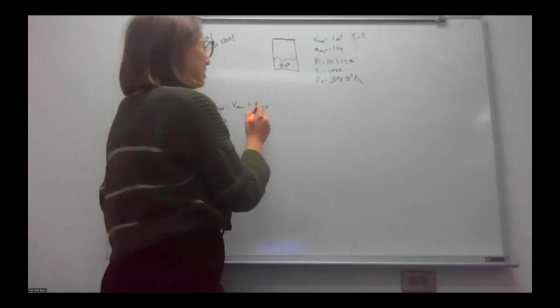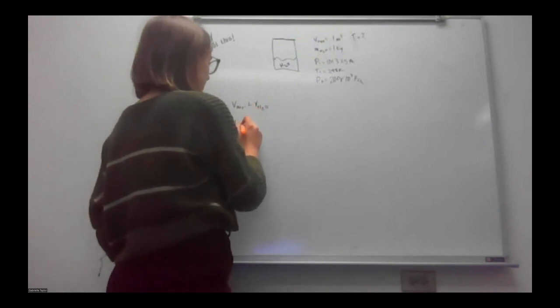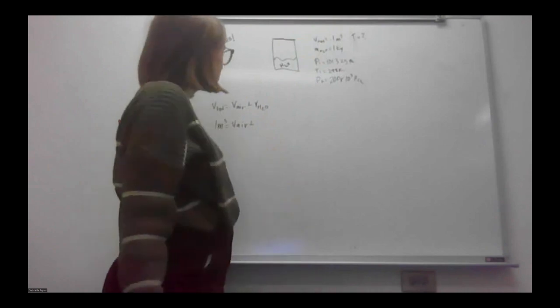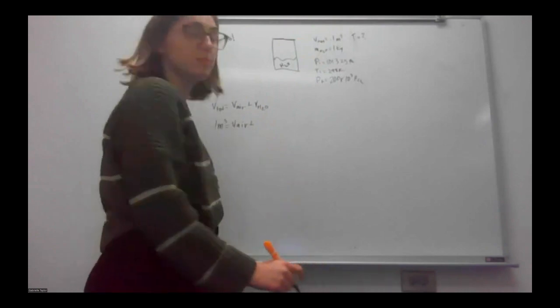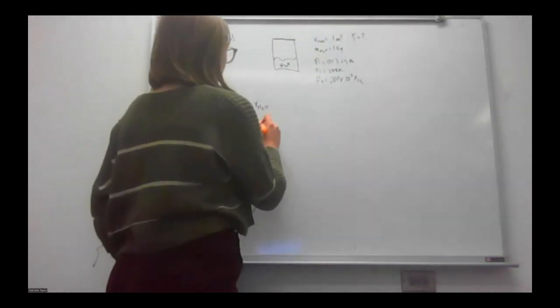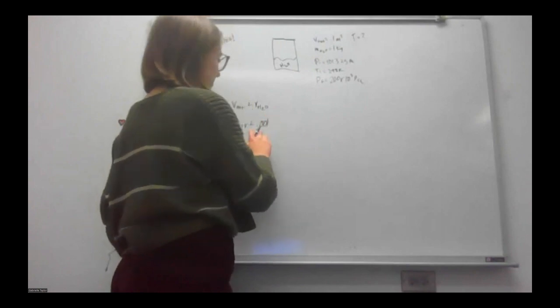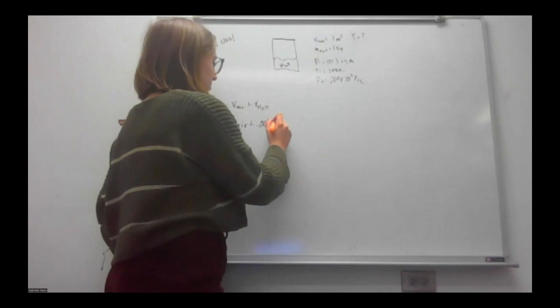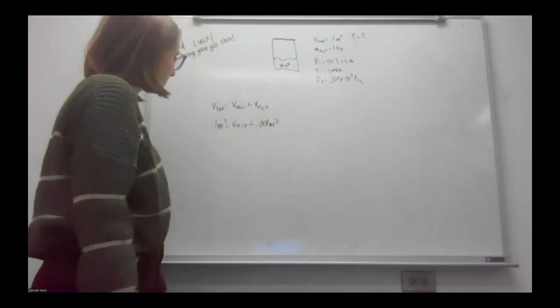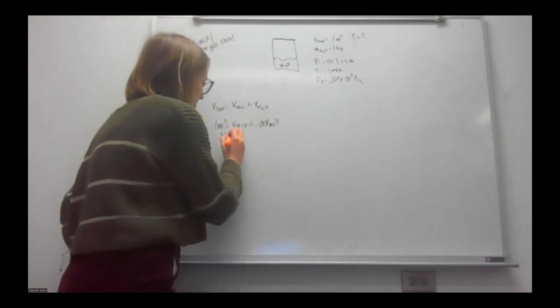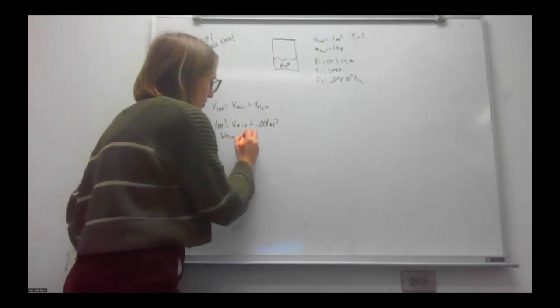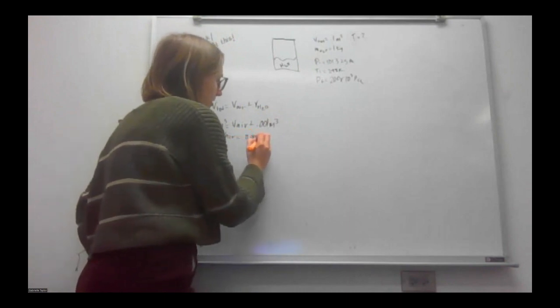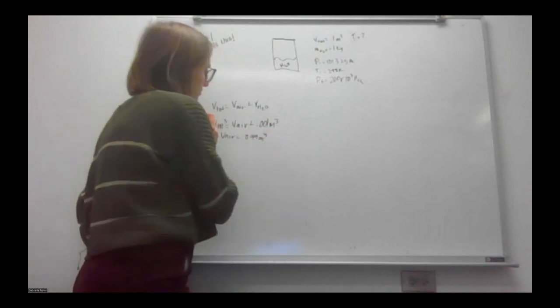And then our air, we don't know our air, we're trying to figure out the air. Our water volume is going to be 1 over 1,000, which as a decimal is 0.001 meters cubed. So that makes V air equal 0.099 meters cubed. Okay.